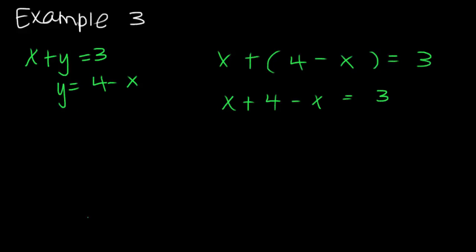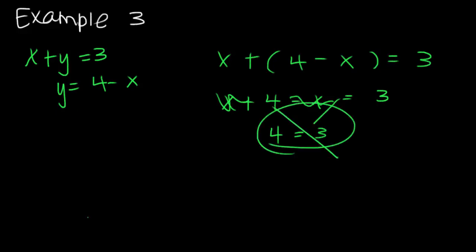I go to simplify this and watch what happens. This is weird. Those x's cancel. You had a positive x and a negative x, and you get this statement right here: 4 equals 3. Does 4 equal 3? No, it does not. Therefore, the answer to this system would be no solution. You can't do anything else with this. It produced a false statement.